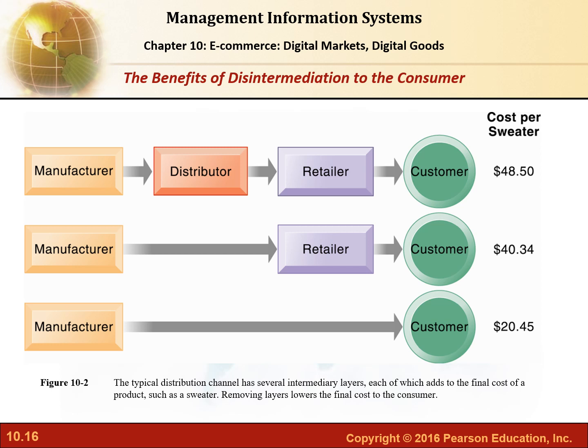Suppose you are a manufacturer, selling your product directly to customers. The product price is 20.45, but when you are engaging in the market, as I said earlier, regarding the cost of participating in the market, you need to bear the commission of the distributor and retailer. Then the cost is $48.50. So definitely e-commerce is helping you in this part. You can sell the product to customers directly, and the commission is lower, so the overall product price is lower. So this is the benefit of disintermediation.